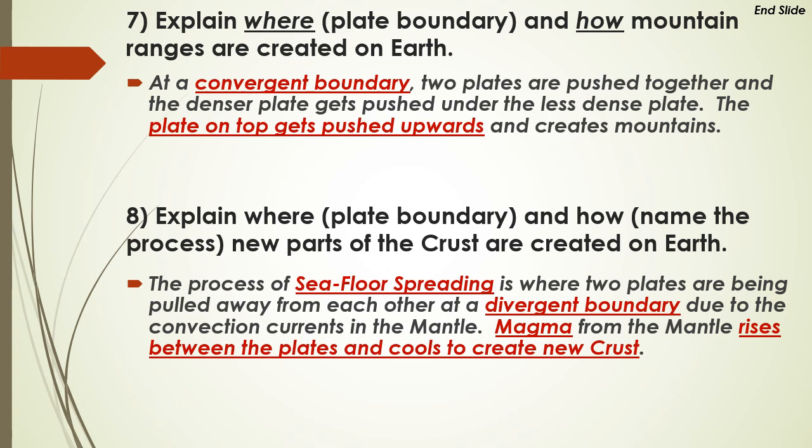Down the middle of the Atlantic Ocean is a ridge caused by divergent boundaries. As the plates separate from each other, the new material, the magma, comes up between, it hardens, and it becomes new crust for the Earth.